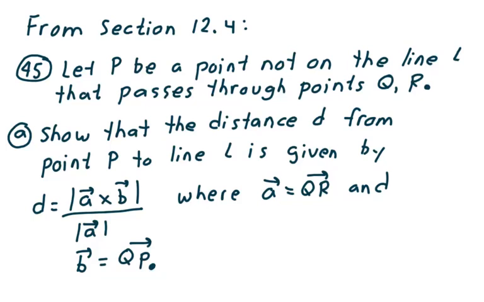This is a video from section 12.4 in a Calculus 3 class. Let's take a look at 45. Let P be a point not on the line L that passes through points Q and R.